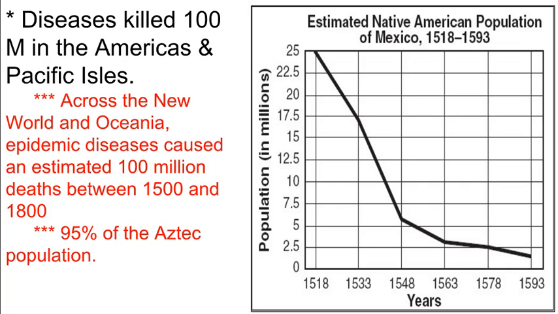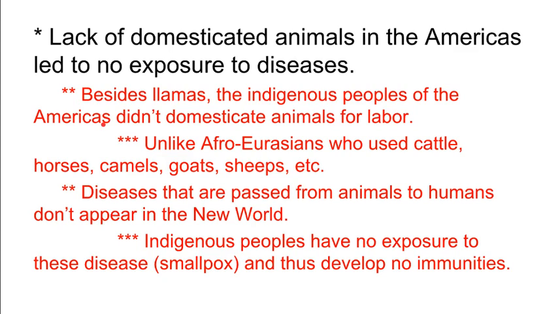The Aztec Empire is going to collapse during this time, when about 95% of the population dies within 100 years or so, or 200 years, because of diseases, right? Diseases brought over by Europeans. Now, why was it that the Europeans had these deadly diseases, and why were the Native Americans, the indigenous Americans, so vulnerable to these diseases?